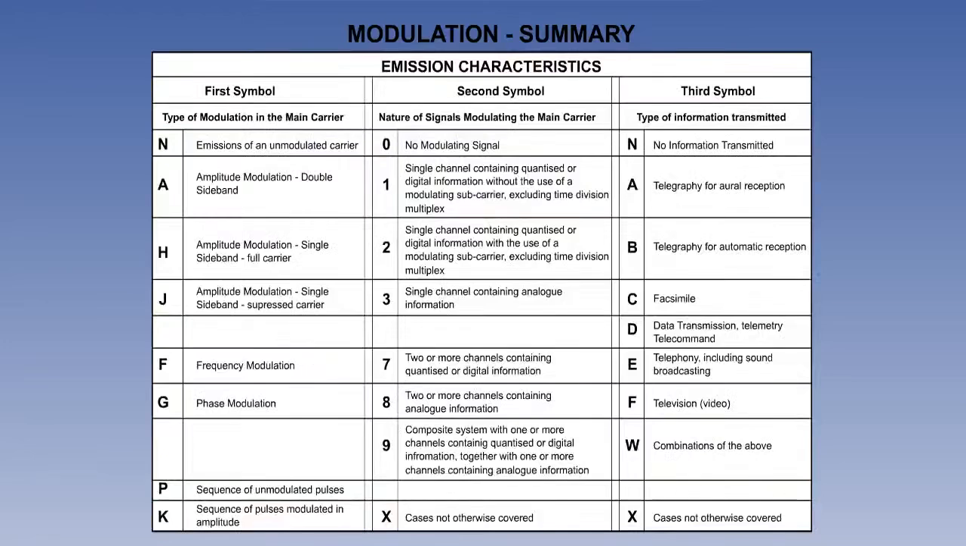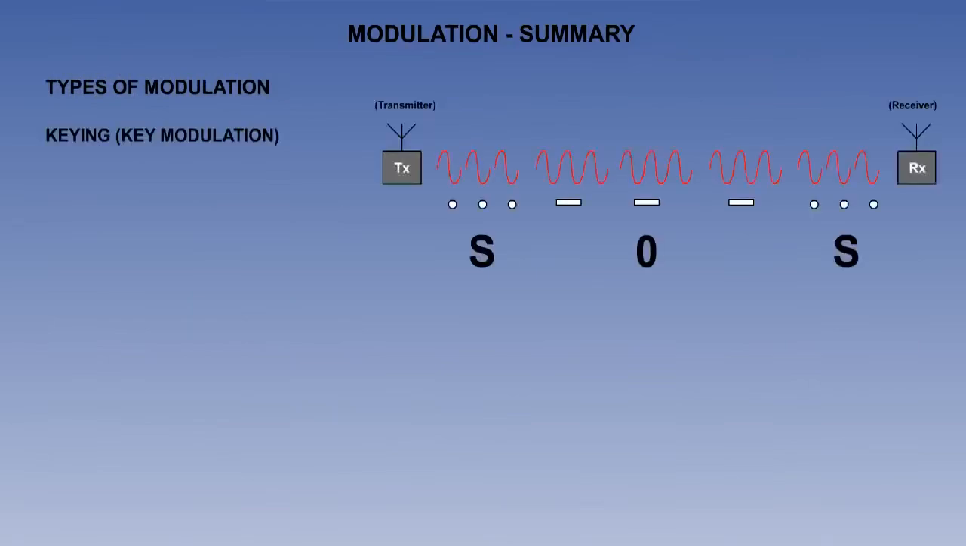Let's summarize this lesson. We said that information or intelligence has to be superimposed on a carrier wave. This process is called modulation. Firstly, we looked at the emission designators table so that when we mentioned the designator in discussing the type of modulation, it would mean something to us. We then looked at each type of modulation in turn. The first was simple keying. This is simply interrupting the carrier wave. This is used for Morse code.